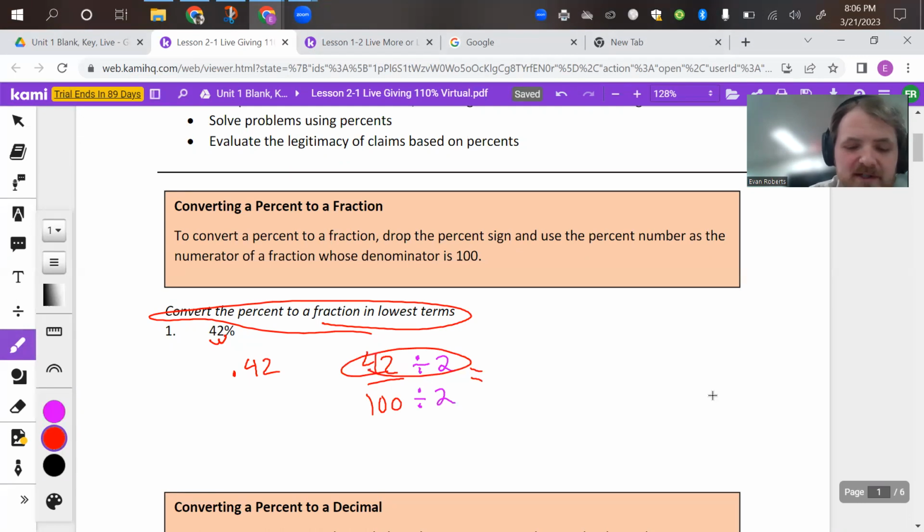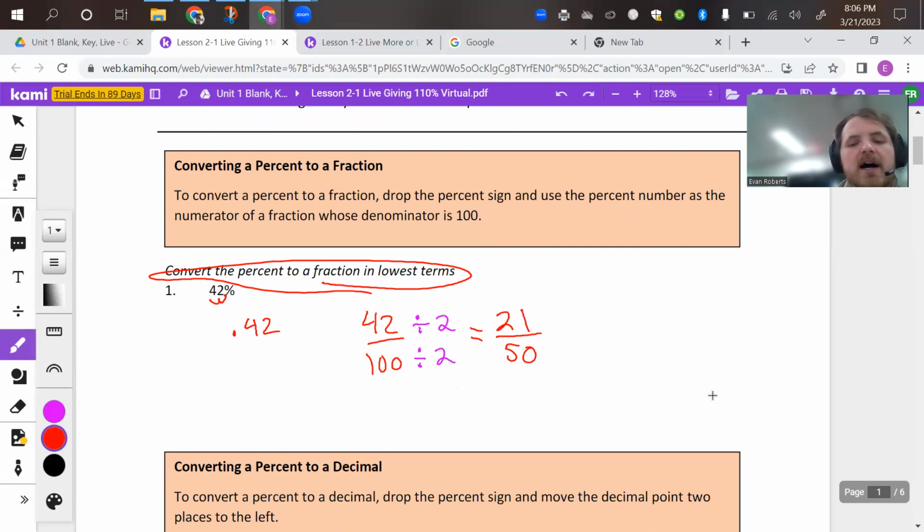So 42 divided by 2, as long as I do the same thing on top and bottom, that's fair game, fair play. 42 over 2 is 21. 100 divided by 2 is 50. So the only things that can divide 21 are 3 and 7, and those cannot divide 50. So this would actually be my simplest terms.